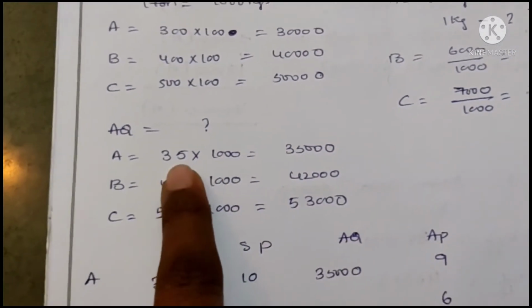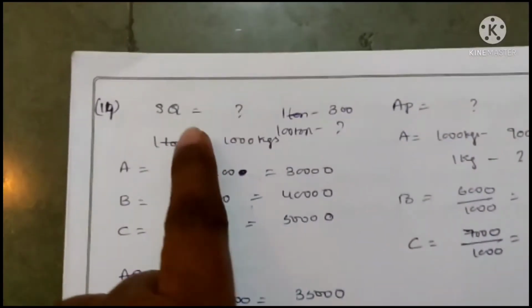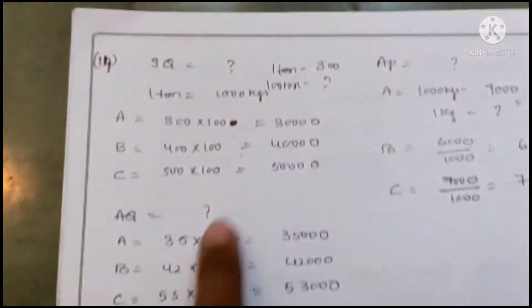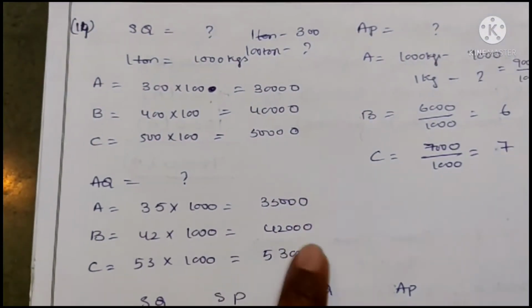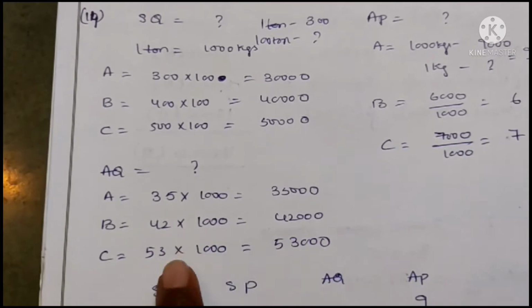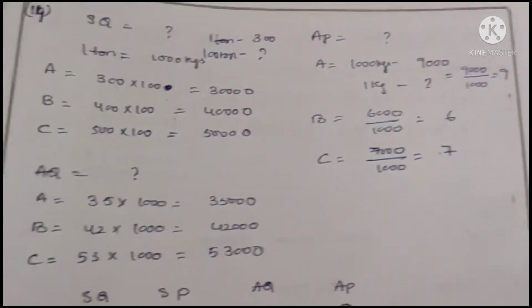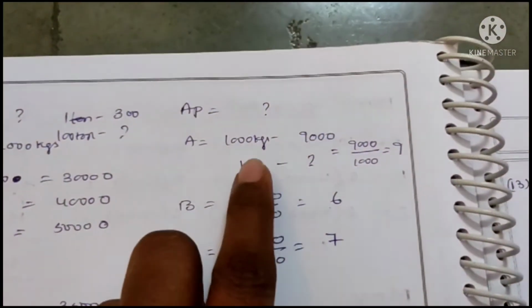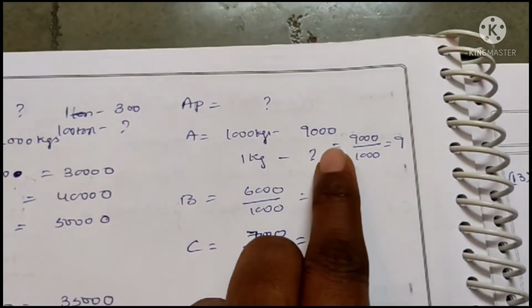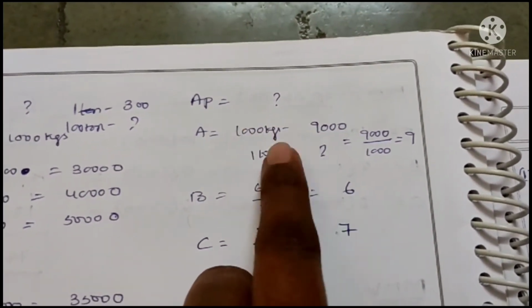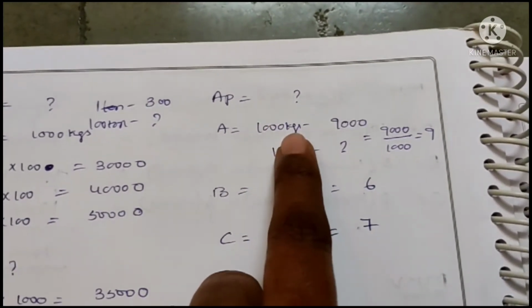Next AQ, 35 tons he has given. So what I have said, 1 ton is equal to 1000 kgs. So 35 into 1000 is 35,000, 42 into 1000 is 42,000, 53 into 1000 is 53,000. Okay, next AP: 1000 kgs is equal to 9,000. How have I taken it here? 1 ton is equal to 1000 kgs.